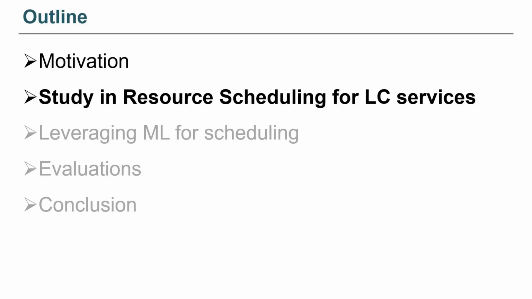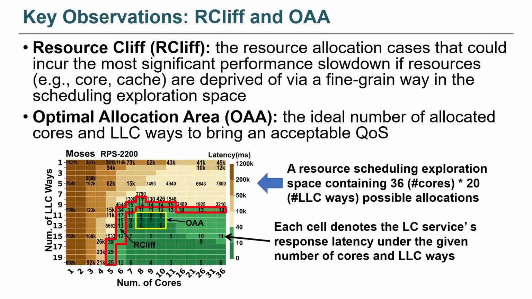To this end, we study resource scheduling for representative latency-critical services. This figure shows the resource scheduling exploration space of MOSES. In this figure, each cell denotes the response latency of MOSES under a specific number of cores and LLC ways. We have two key observations. The first is the resource cliff. We call it RCliff hereafter. The RCliff is highlighted using a red line in this figure.